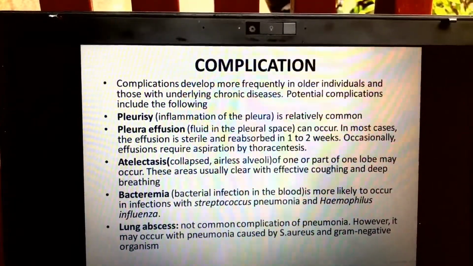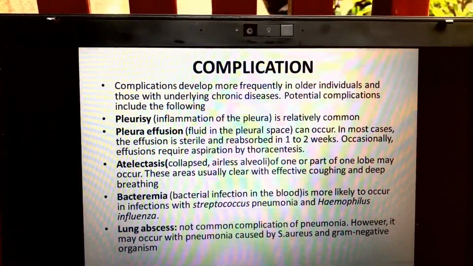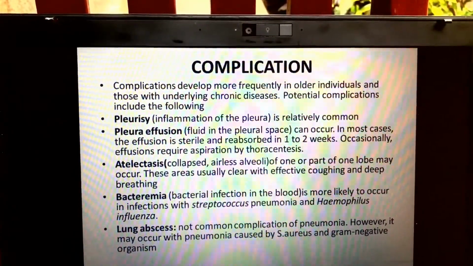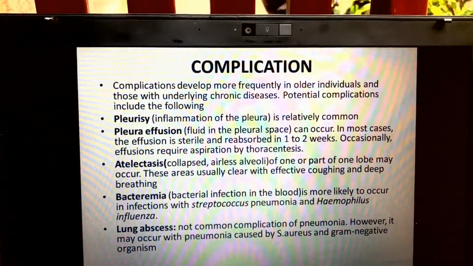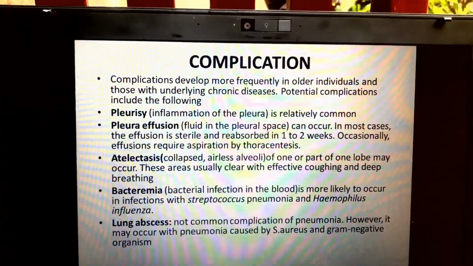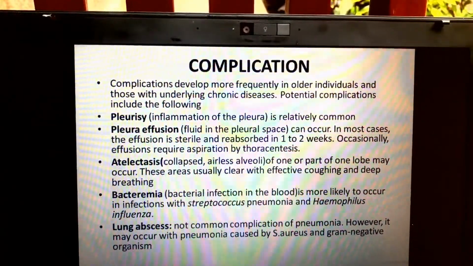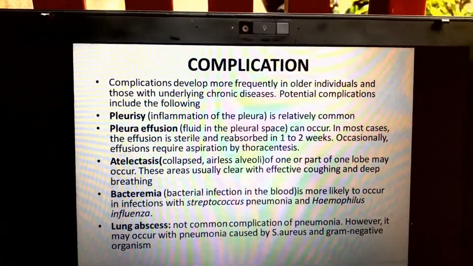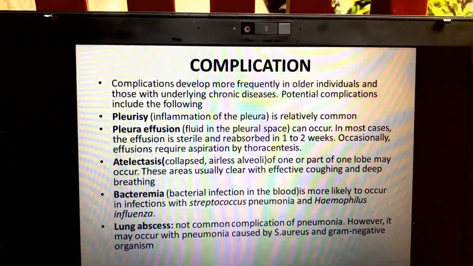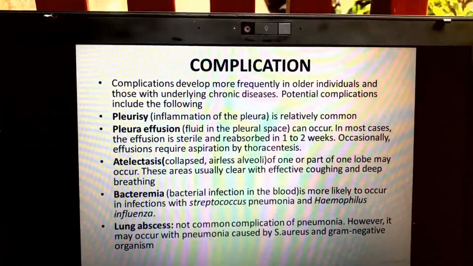Pleural effusion. Fluid in the pleural space can occur. In most cases, the effusion is sterile and it is reabsorbed in 1 to 2 weeks. Occasionally, the effusion requires aspiration by thoracentesis. Thoracentesis is a medical procedure done to drain the fluid in the pleural cavity. Atelectasis, a collapse of airless alveoli of one lobe or part of one lobe, may occur. This area usually clears with effective coughing and deep breathing.